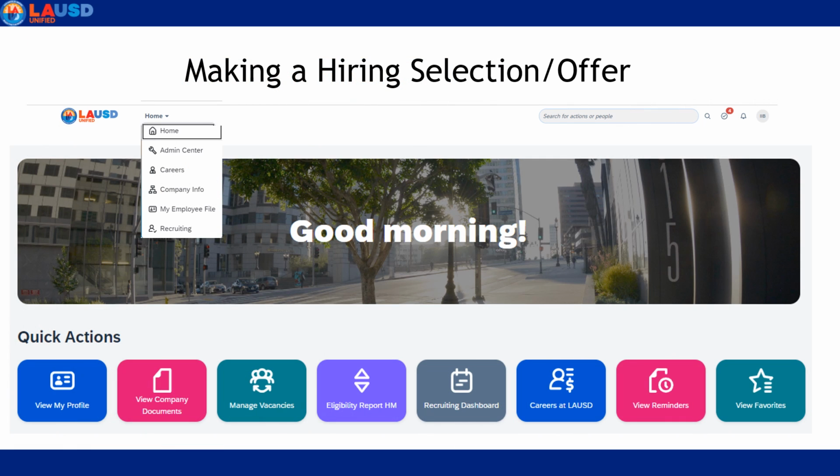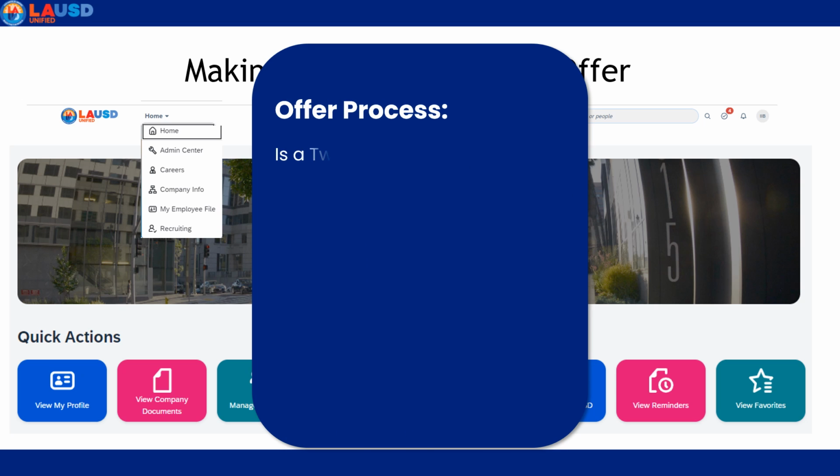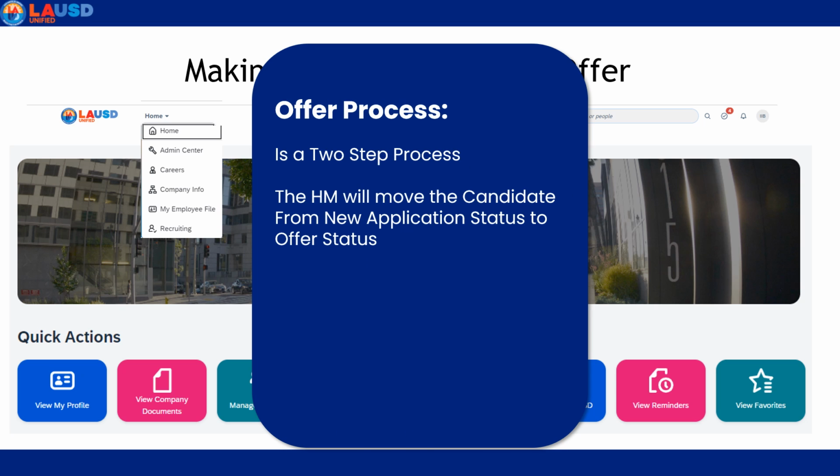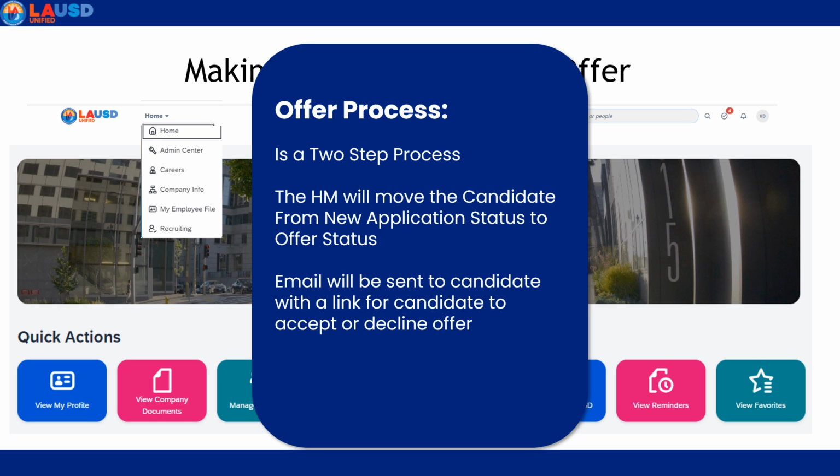Making an offer. The offer process is a two-step process. First, the hiring manager will move the candidate to be hired from the new application status to the offer status. Then, the hiring manager will generate an offer letter email. The email will be sent to the candidate with a URL link to log in and either accept or decline the position. If the hiring manager uses the scheduling feature, the manager will move the candidate from the interview by HM status to the offer status.